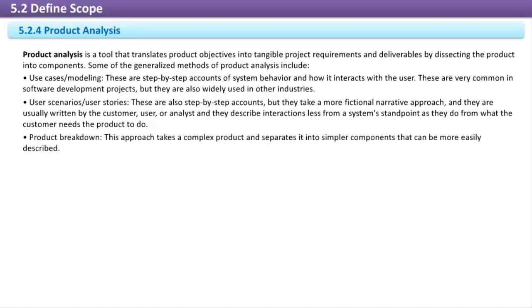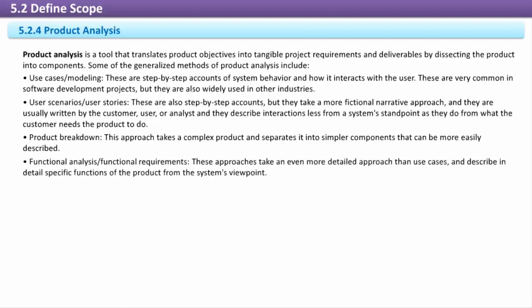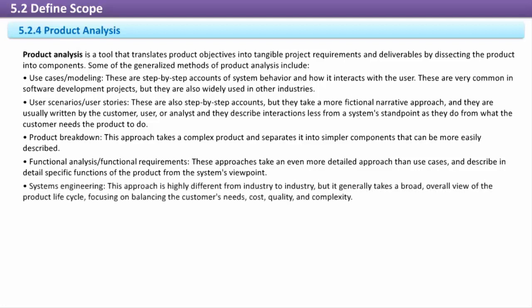Product breakdown. This approach takes a complex product and separates it into simpler components that can be more easily described. Functional analysis. Functional requirements. These approaches take an even more detailed approach than use cases, and describe in detail specific functions of the product from the system's viewpoint.